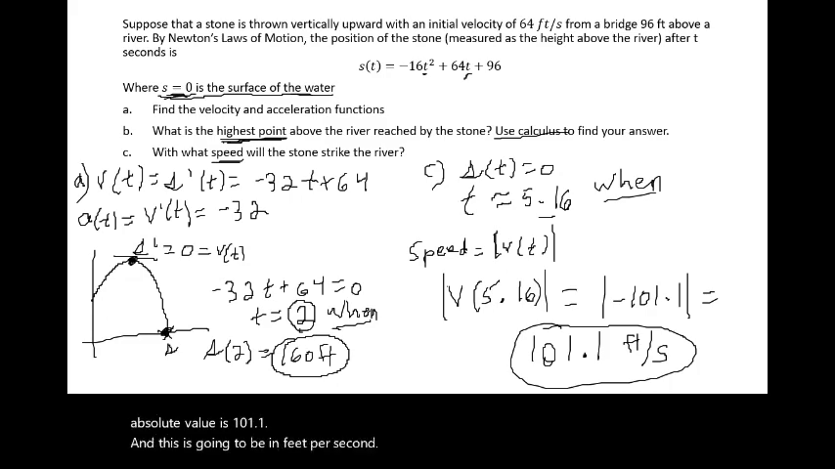Remember, speed is just a magnitude of how fast. Speed is always positive because it does not care about direction. Velocity takes direction into account.